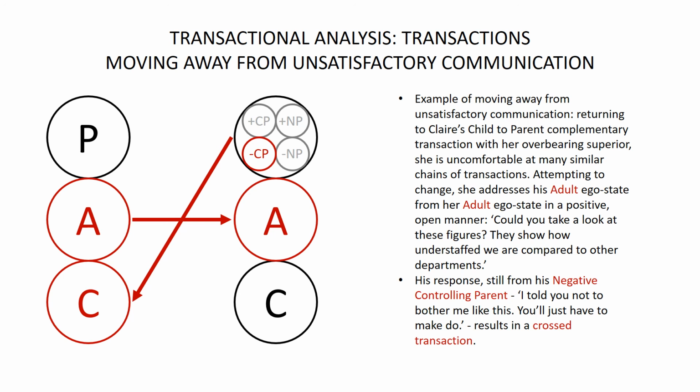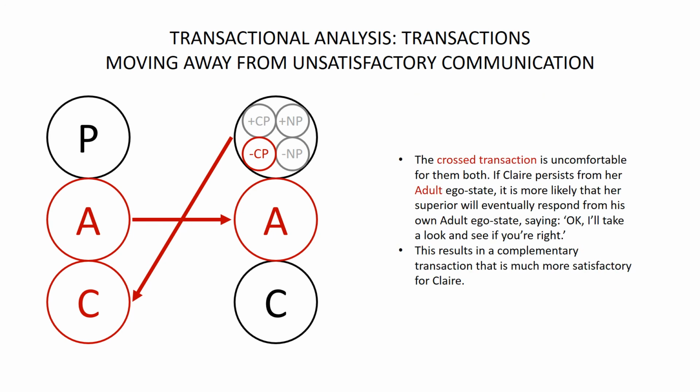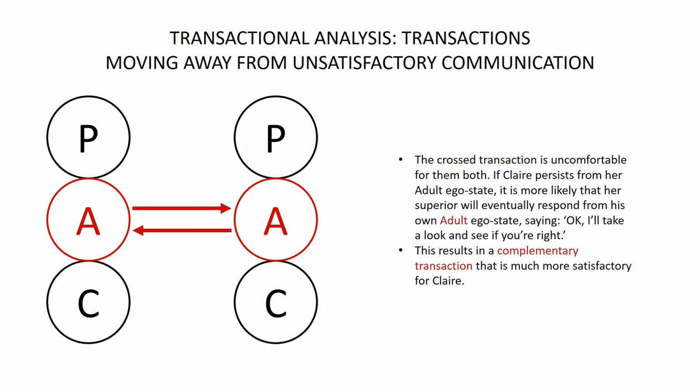Since the superior still responds from his negative controlling parent, "I told you not to bother me like this. You'll just have to make do." This results in a cross-transaction. The cross-transaction is uncomfortable for them both. If Claire persists from her adult ego state, it is more likely that her superior will eventually respond from his own adult ego state saying, "Okay, I'll take a look and see if you're right." This results in a complementary transaction that is much more satisfactory for Claire.